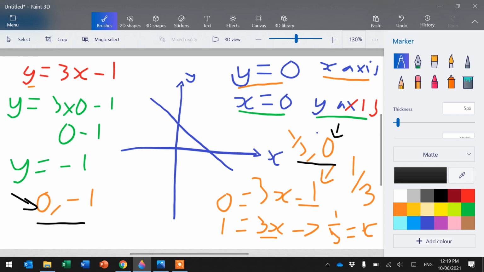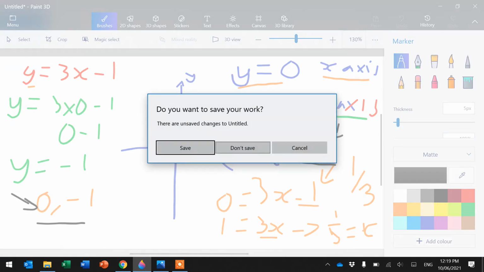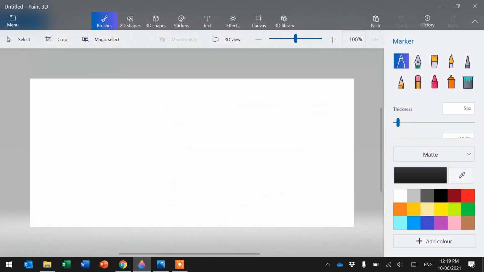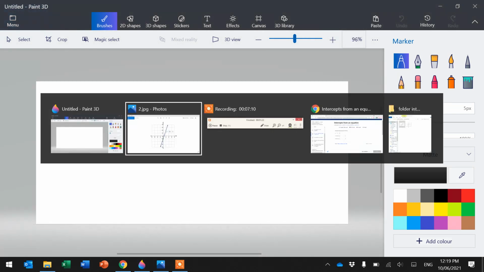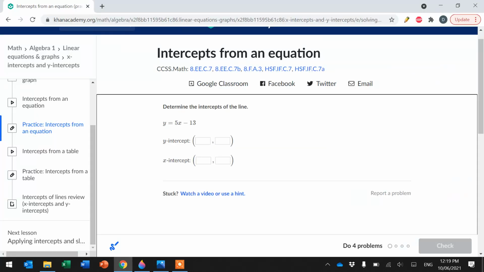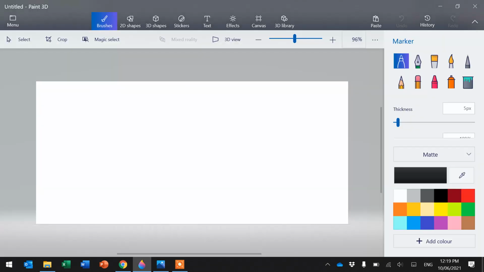Now let's get rid of all this, and let's try some questions from Khan Academy, because they have lots of practice questions that we can work on. It says determine the intercepts of the line y equals 5x minus 13. So again, we've got to take turns in making each thing 0, either our x or our y. y equals 5x minus 13.